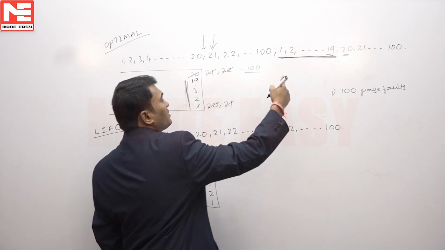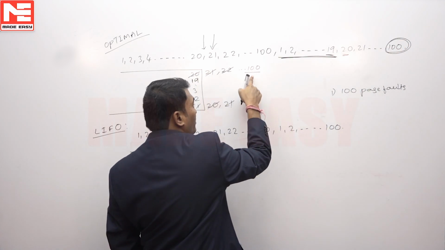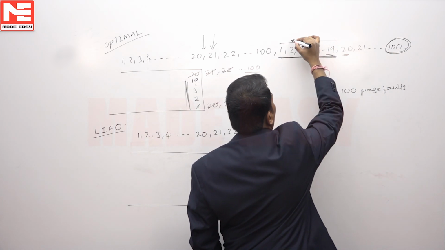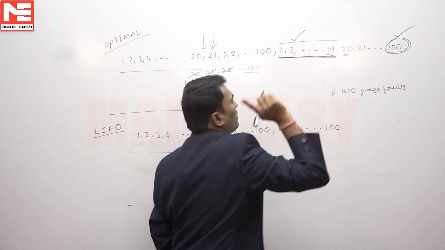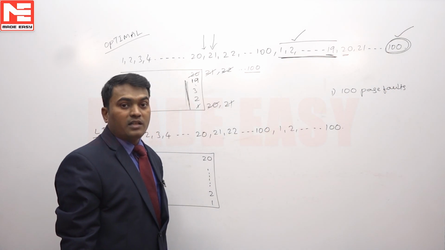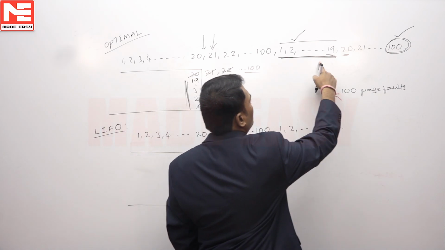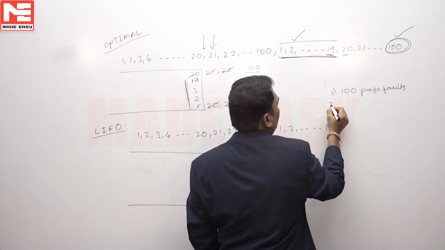Now if you observe the last one, this 100 is already available with us, so 100 is not a page fault. So 1 to 19 are not page faults, and this 100 is not a page fault. So remaining all are page faults again. That is with the optimal. So in total, how many page faults are coming? This 1 to 19 and 100 are not page faults. So in this session, 80 page faults are coming.